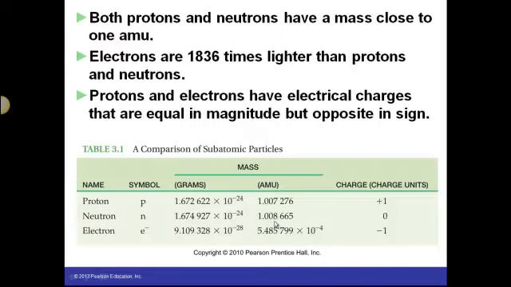So both protons and neutrons have a mass that's close to 1 AMU, or atomic mass unit. This is a derived unit based on the mass of the proton and the neutron, and their mass in grams is also shown here. This is our metric scale that we can compare to, and we have a conversion that we can make between mass in grams and atomic mass units.